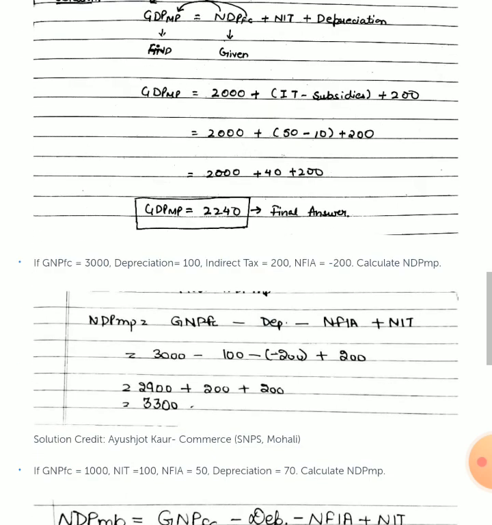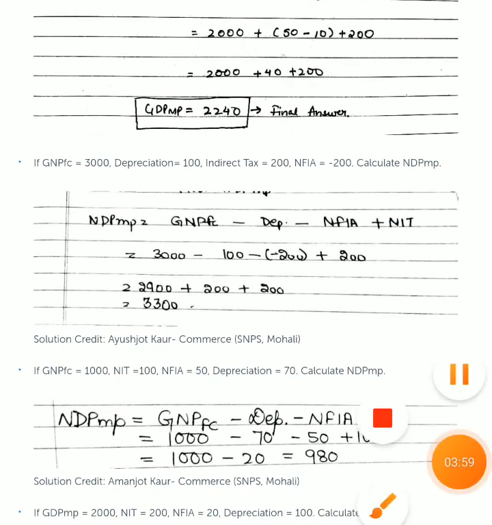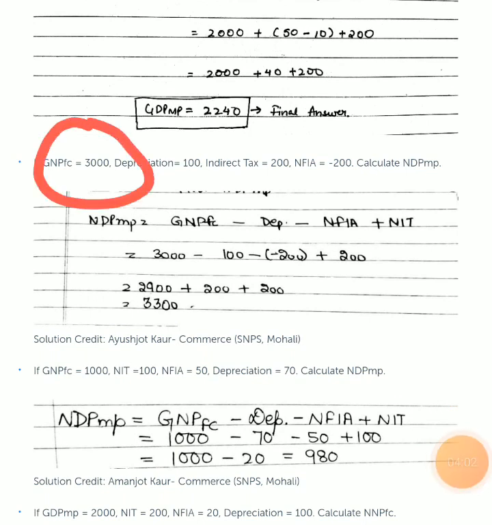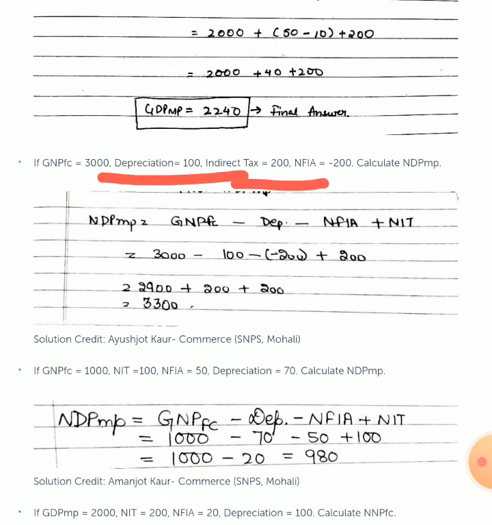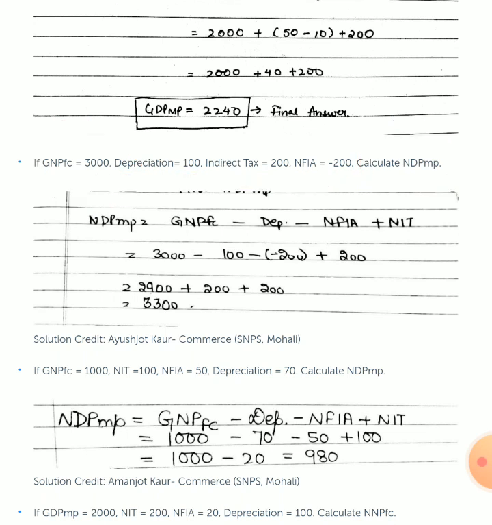Okay, now we'll see another question here. If GNP FC is 3000, depreciation is 100, indirect taxes 200, NFIA is minus 200, so we have to find NDP MP. Means GNP FC is given to you and you have to calculate NDP MP. So what we will do, the aggregate which we have to find, we will write on the left hand side, and the aggregate which is given, we will write on the right hand side of the equal sign.